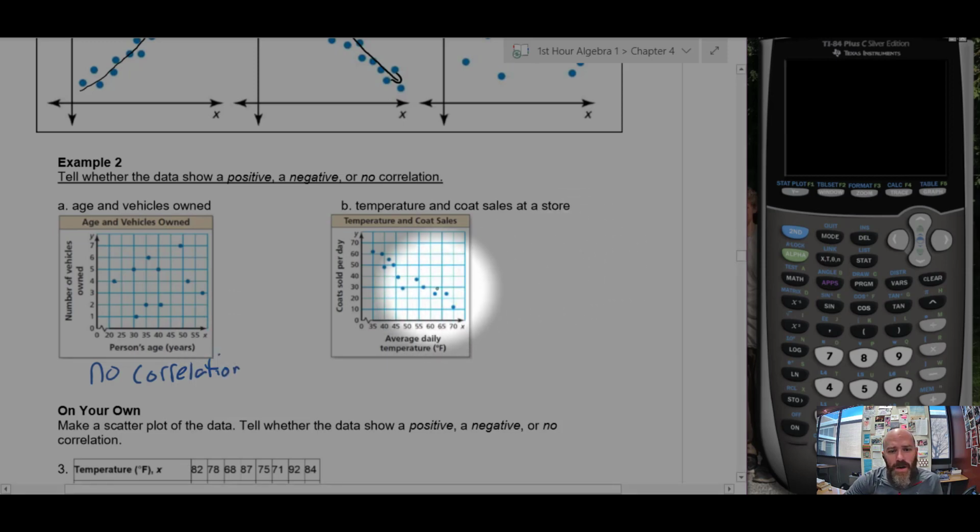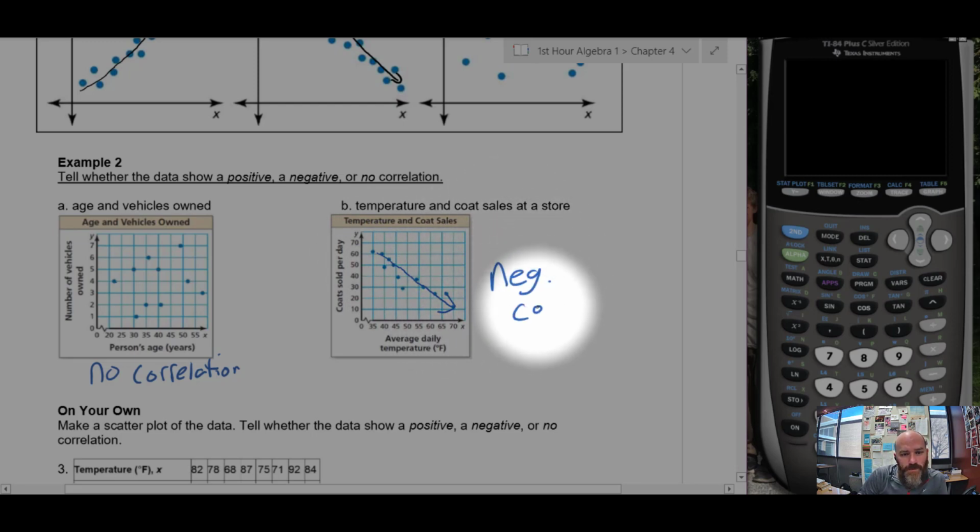Like in B, temperature and the coat sales at a store. So actually, let's go back to this first one. Age and number of vehicles owned. As you get older in age, you would think you've owned more vehicles, which is possibly true. But in this situation with the data, it doesn't look like it. Now this one's a little bit more obvious. The daily average temperature and then coats sold per day. As the temperature increases, which means it gets warmer, notice the number of coats is constantly, if I could draw a line here, it's almost like they follow a line that goes down like a negative slope. So this has a negative correlation.